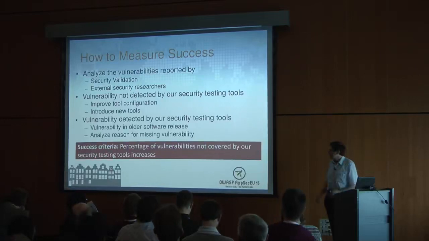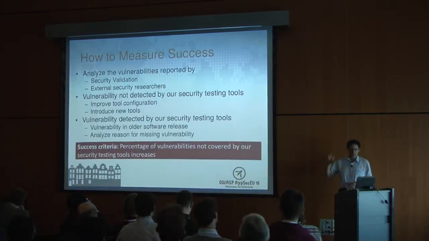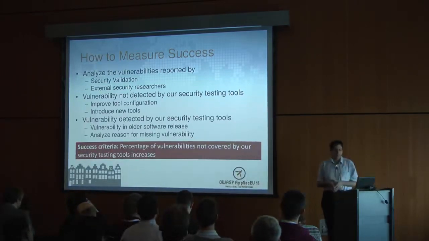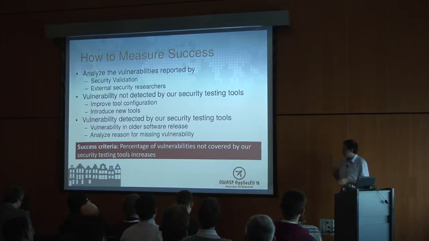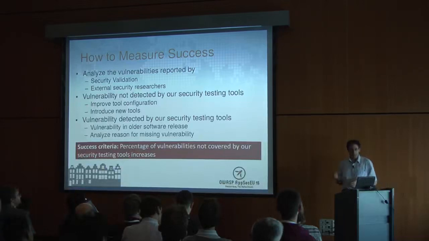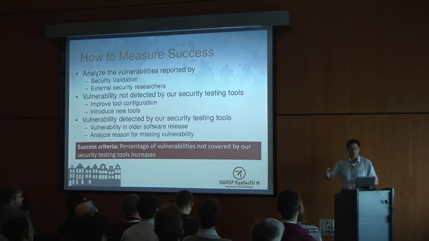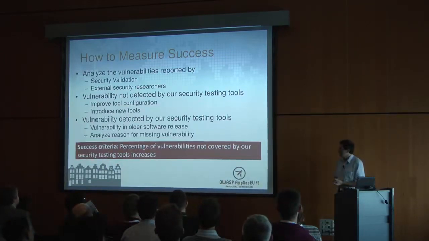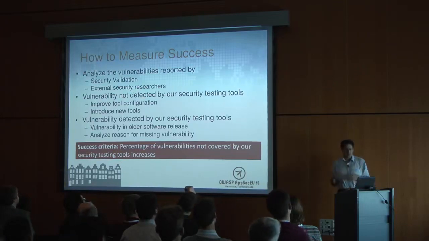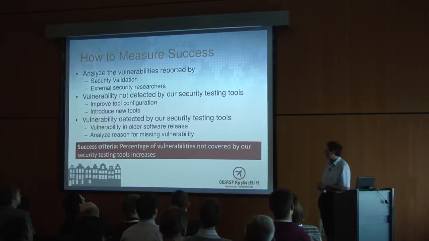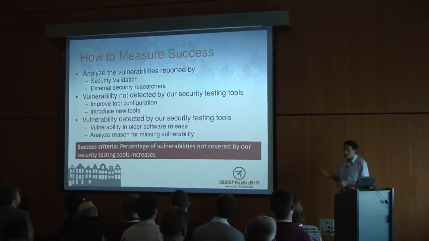And the actual success criterion is that if we look at the number of vulnerabilities being reported in a fixed time frame, let's say within 1 month, the percentage of vulnerabilities that is not covered by our tools should increase over time. That means for the type of vulnerabilities that can be detected by our tools, the percentage should decrease. So for example, the likelihood that tomorrow somebody finds a SQL injection in a product should decrease dramatically over time because we are testing very well for SQL injections. And that's the type of success criterion we measure ourselves against.